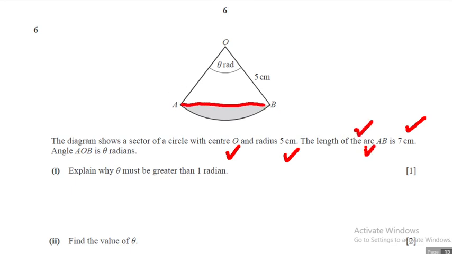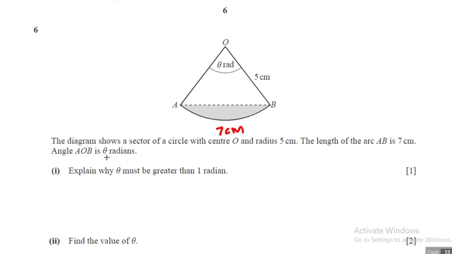Arc means the curve, part of the circle. So be careful. If you put this as your 7 centimeters, your AB here, the straight line is the chord of AB, but the blue curve here is the arc. So make sure you can differentiate these two, yeah?